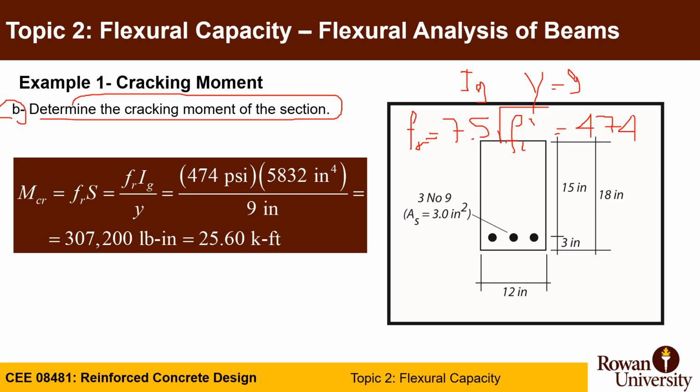as modulus of rupture. Use the equation from ACI, M crack equals fr times I gross divided by y, and we just calculated fr as 474. I gross was 5,832 inches to power 4, and y is 9 inches. So this will get you a moment of 25.6 kip-foot, which is slightly more than 25, which was mentioned in part A of this problem.